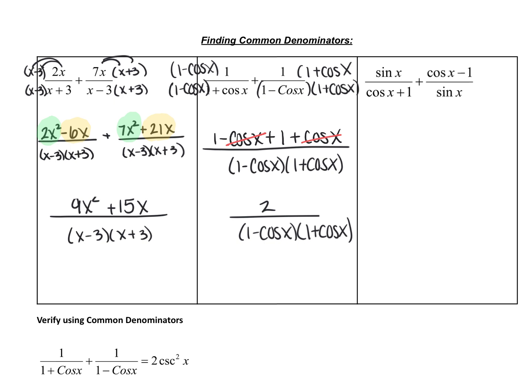All right, same thing for this last one here. The common denominator here would be that this needs cosine of x plus 1. Whatever I do to the bottom, I have to do to the top. And here, this just needs a sine x. Whatever I do to the bottom, I do to the top. So my common denominator is sine x times cos x plus 1.